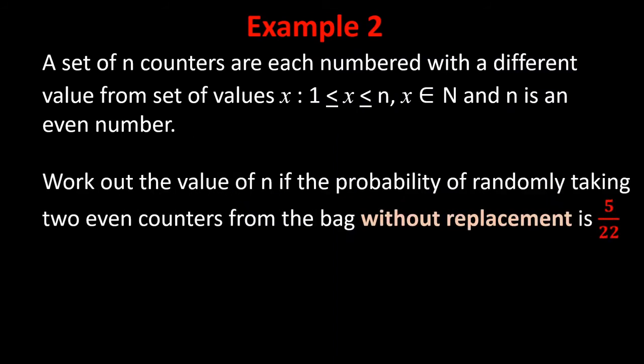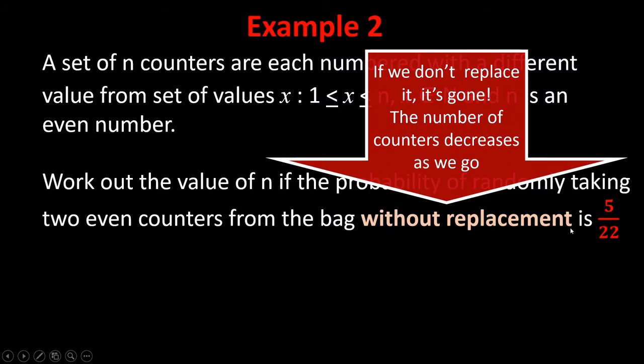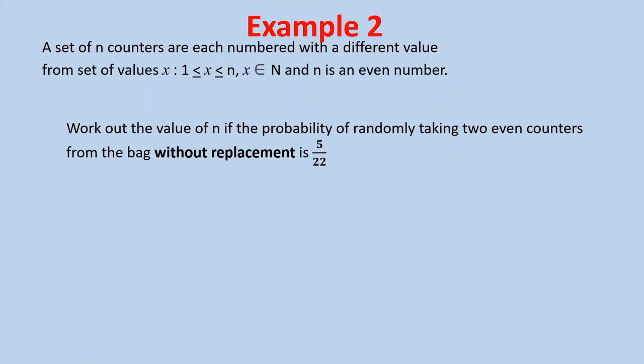Work out the value of n if the probability of randomly taking two even counters from the bag without replacement is 5 over 22. I emphasize without replacement because what that means is when I take a counter out of the bag, I don't put it back into the bag. So the next time I go into that bag to pull out another counter, there are fewer counters to choose from. Go ahead and try that for yourself if you feel ready for it, or allow me to talk you through this a little bit more.